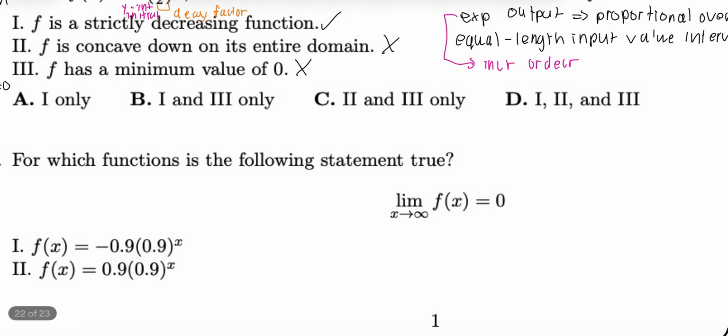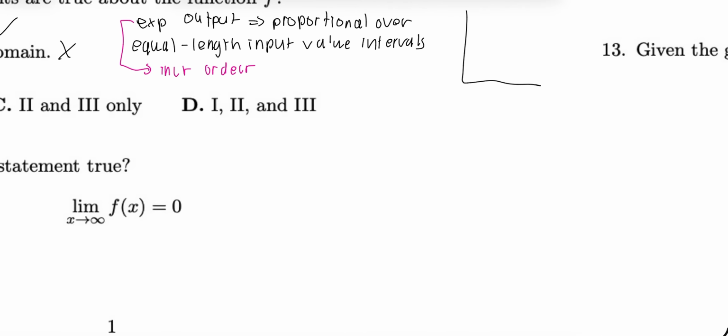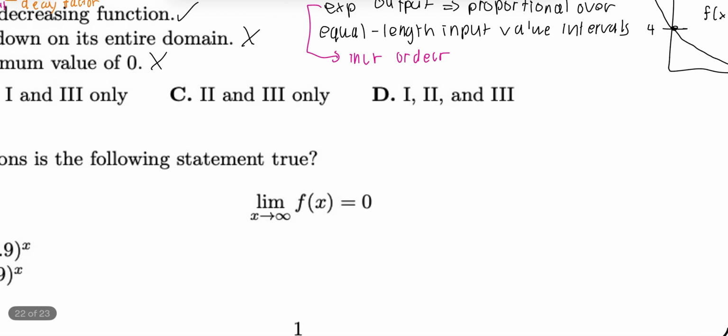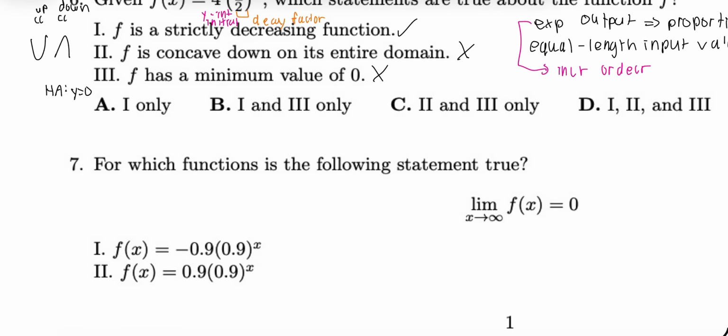It's never equal to 0. So for example, for this graph particularly, this is going to be the graph of f of x is equal to 4 times 1/2 to the x. So right here, that's going to be when we cross the y-axis at 4. But it's never going to equal 0. It's just going to approach 0. Now, our answer is just going to be option A, only one.